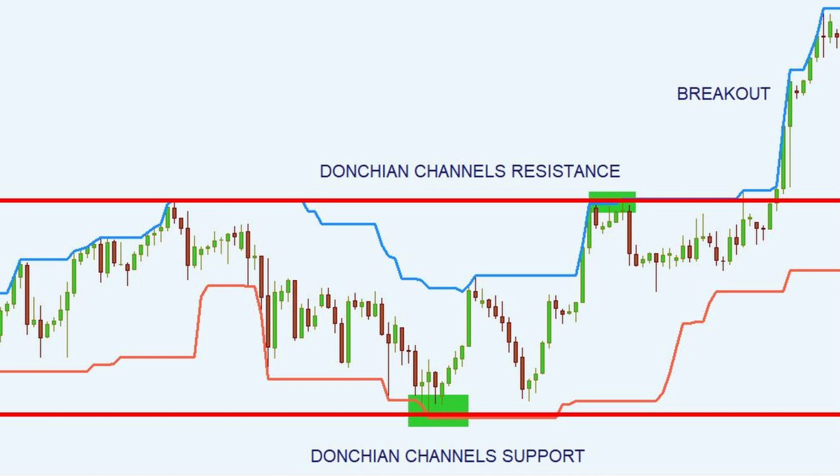If the stock breaks above the upper band with significant volume, it suggests strong buying interest and a potential continuation of the uptrend. Conversely, if the stock breaks below the lower band with significant volume, it suggests strong selling interest and a potential continuation of the downtrend.